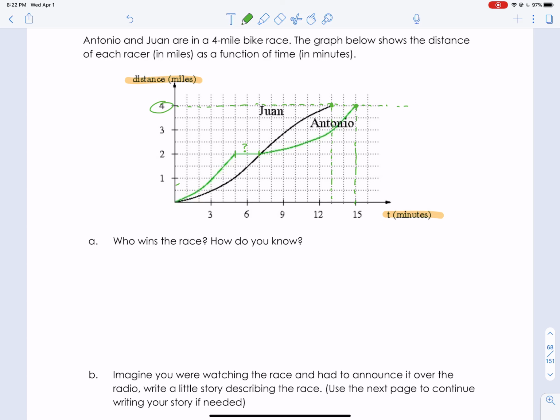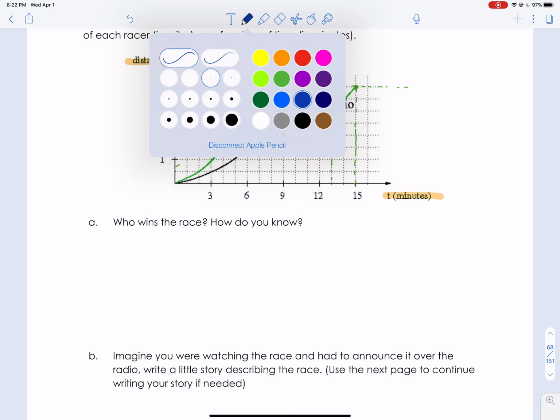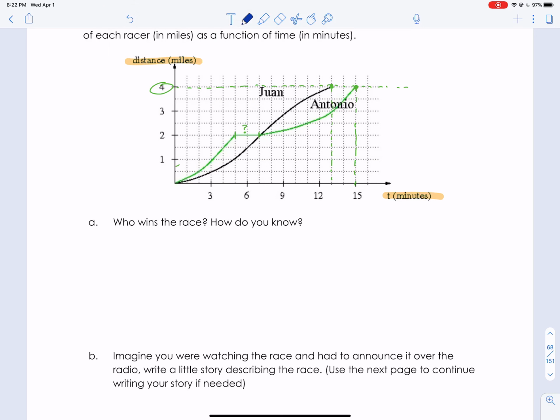So anyway, let's answer these two questions here. First one is, who wins the race and how do we know? Okay, so again, 4 miles, we made a dotted line, and then Juan's time is this point, so let's follow it down. So he finished the race at, what would that be? 12, 13, and that's 14, so 13 minutes. So I'm just going to write that. Juan finished in 13 minutes.